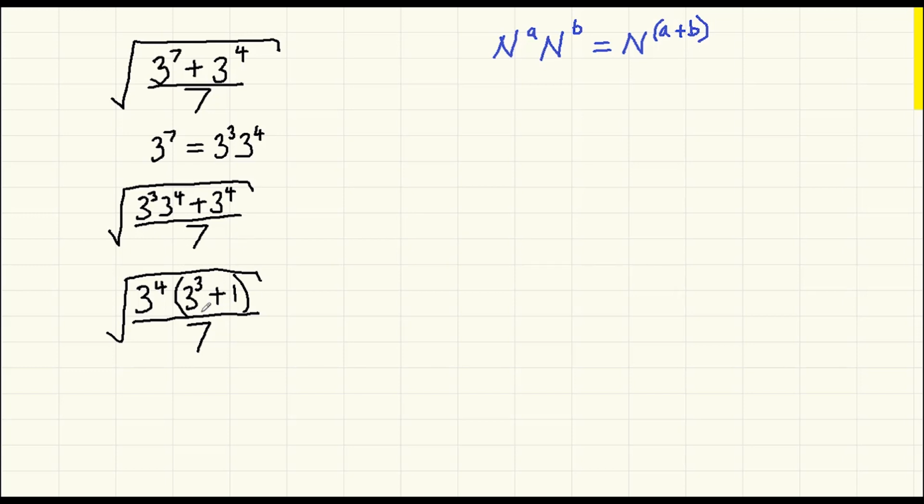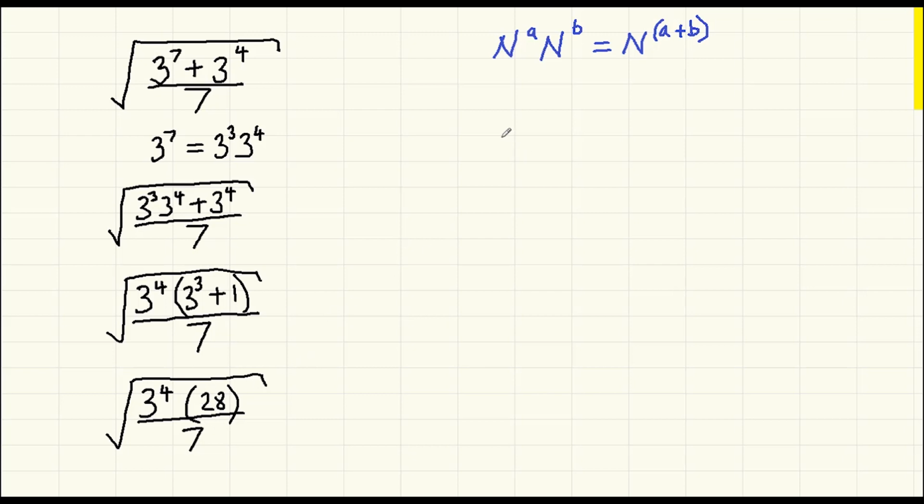Now that we've done this, we can evaluate what's in the brackets. So 3 to the power of 3 is 27, plus 1 is 28. So we'll rewrite that as 3 to the power of 4 multiplied by 28, all over 7. Now, 7s into 28 go 4. But I'm going to write that as 2 to the power of 2. And you'll see why in a moment.